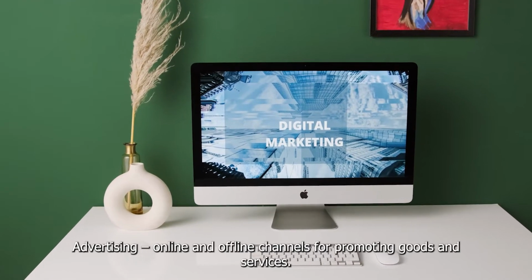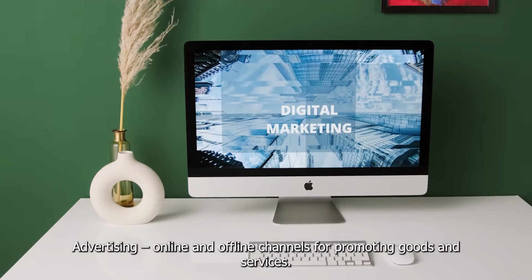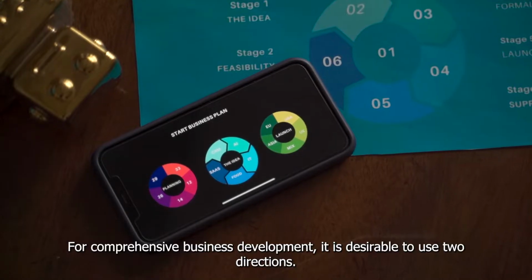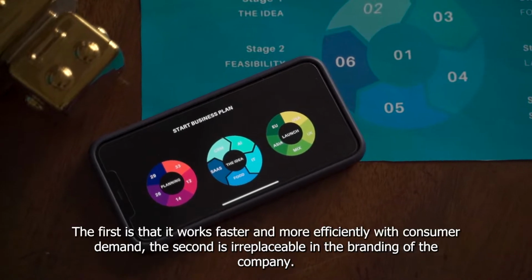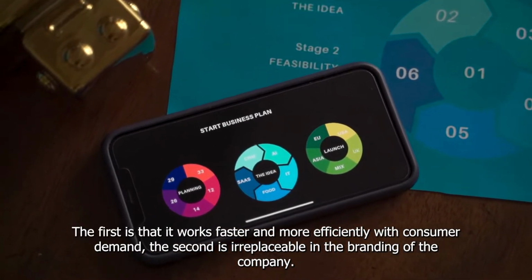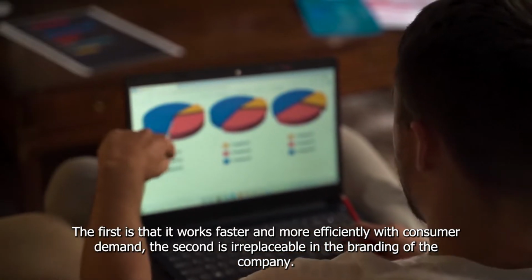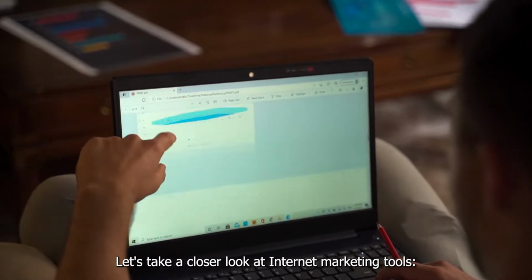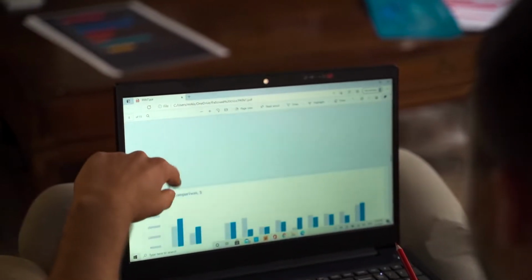Advertising, online and offline channels for promoting goods and services. For comprehensive business development, it is desirable to use 2 directions. The first is that it works faster and more efficiently with consumer demand. The second is irreplaceable in the branding of the company. Let's take a closer look at internet marketing tools.